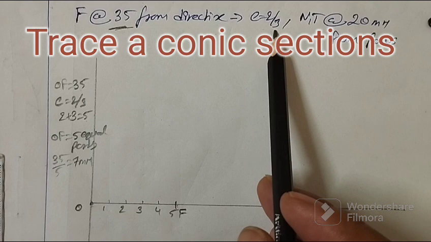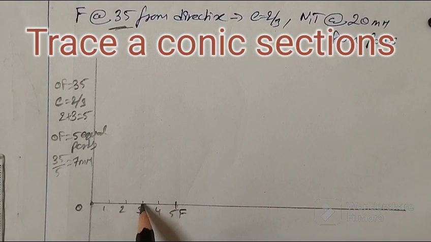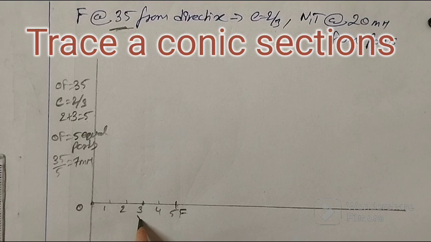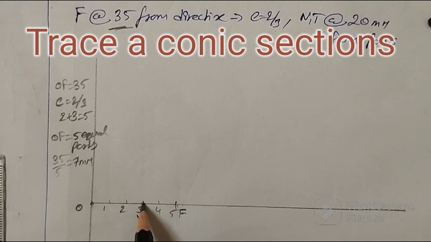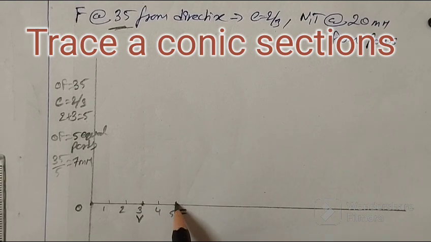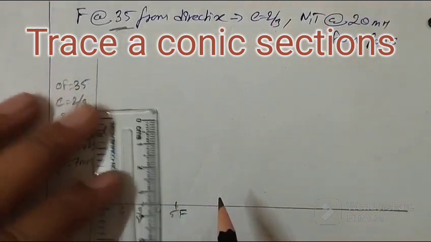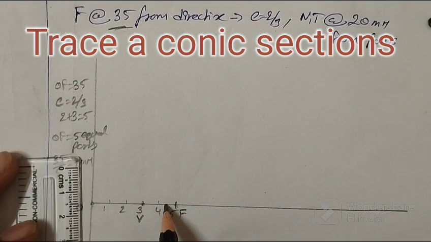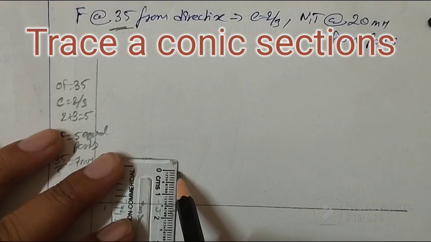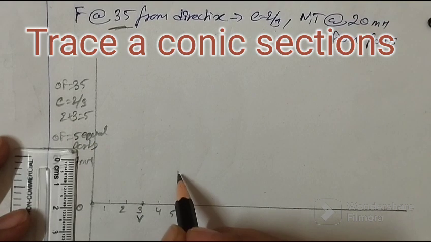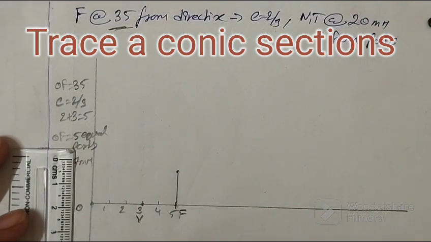Now look at the denominator of the eccentricity. It's how much? 3. So from the point 3, name that point as V, the vertex. So my third point is the vertex. Now measure VF and draw a perpendicular line from F. So 7 times 2 parts, total will be 14 mm. So from F, draw 14 mm.